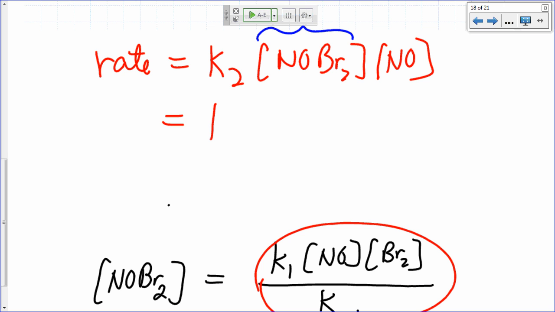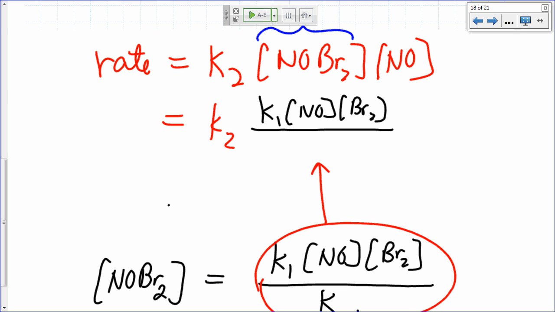So this is going to be equal to K2 times, this is the expression for NOBr2. This is going to be times K1 times NO times Br2 over K sub negative 1, and then this one goes down here, that's NO. Okay, so what I've done is I've replaced the concentration of NOBr2 by this expression down here.